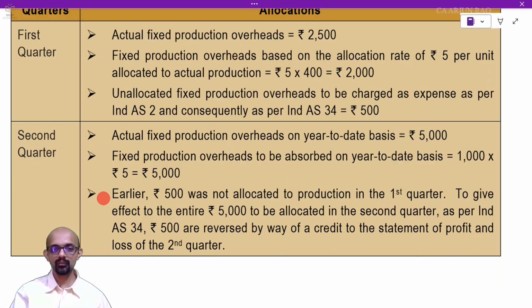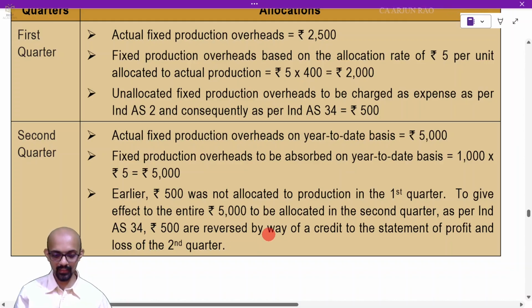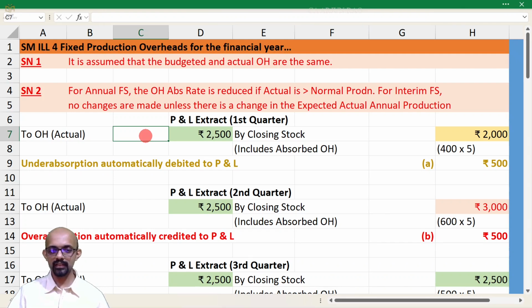In the study material for the second quarter, there is a note that 500 is reversed by way of a credit. How is this credited? It's automatically credited, because we don't adjust the absorption rate for each interim period, as we are not expecting any change in the annual estimated production. So we would have absorbed based on 5 per unit. Actual overheads are 2500. Assuming 400 units are in stock, how much we would have absorbed is 400 into 5, 2000.